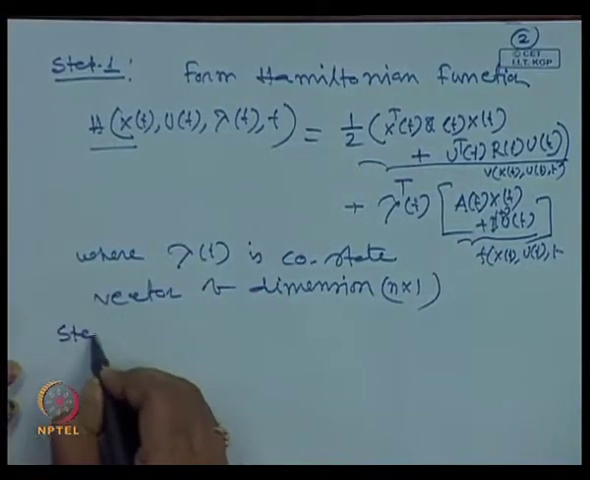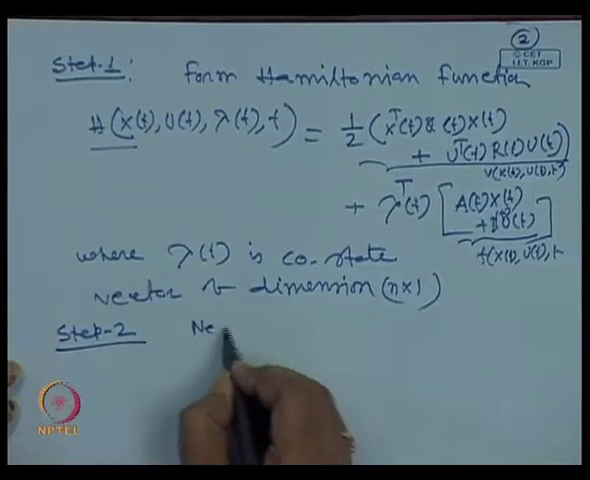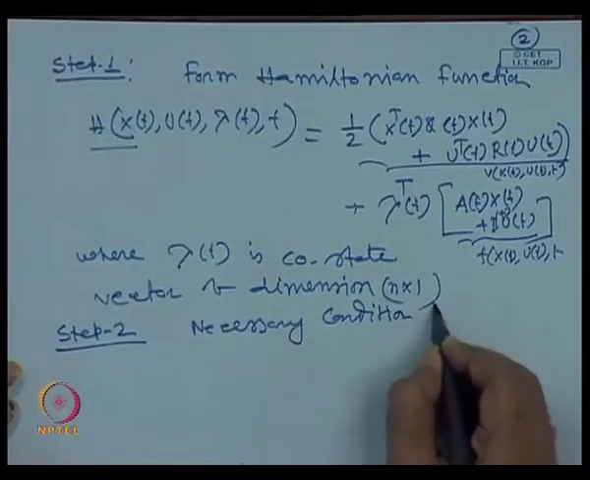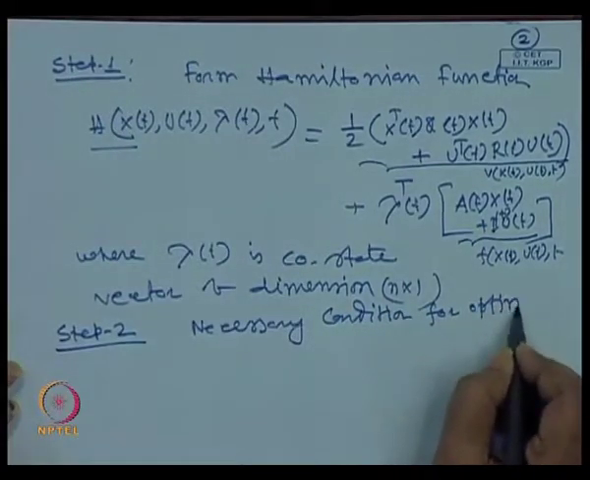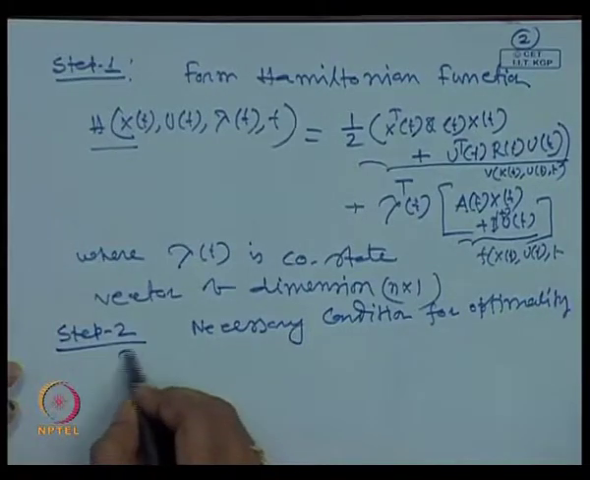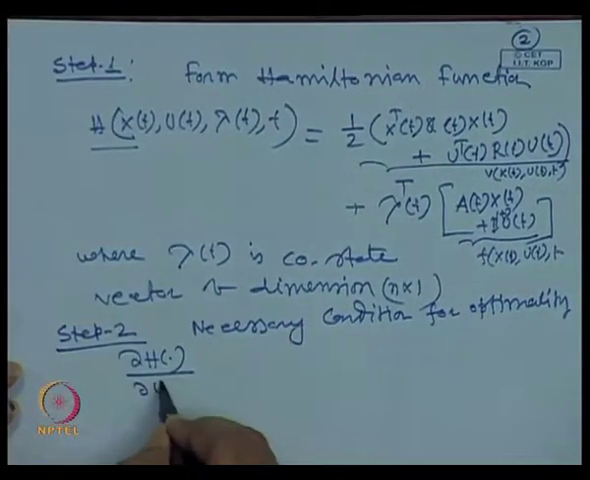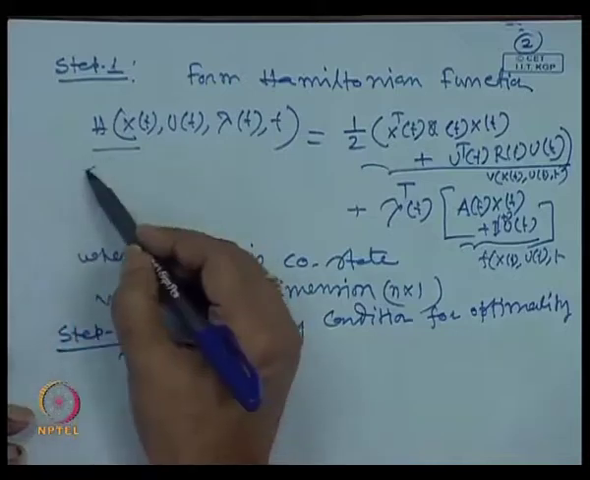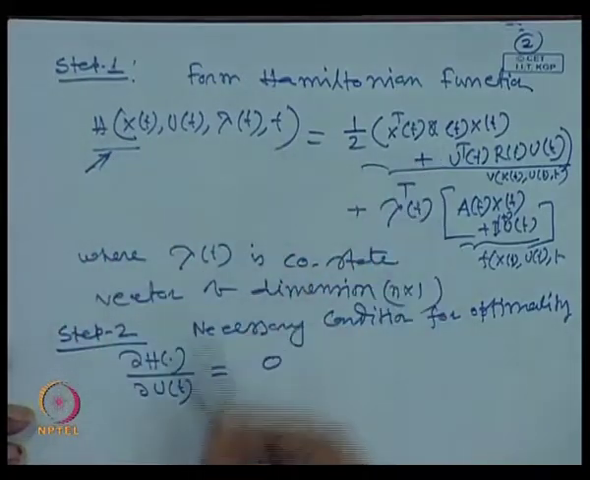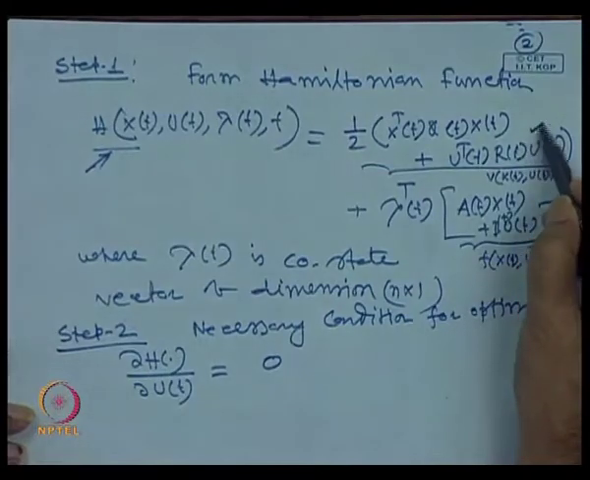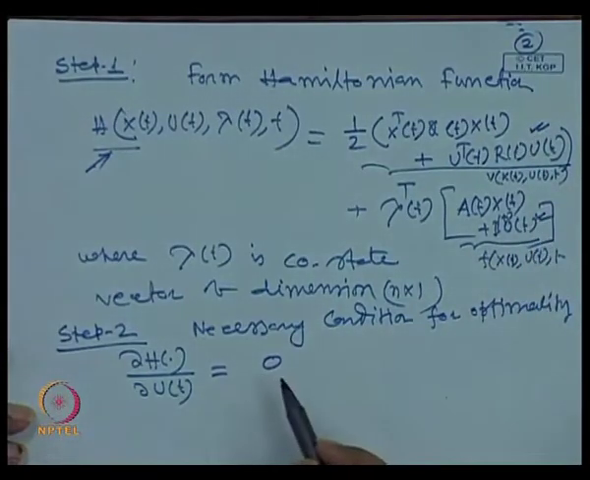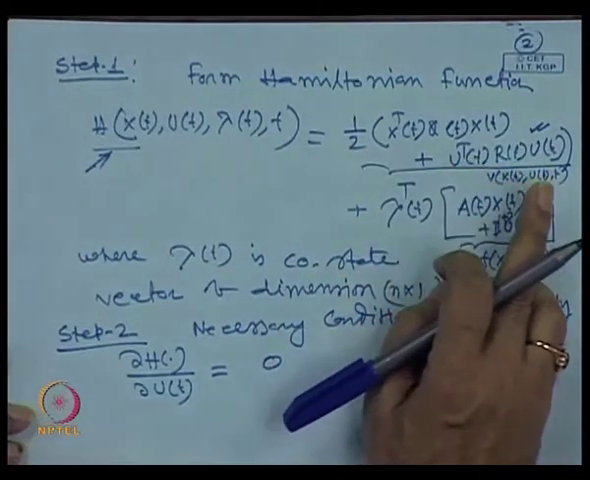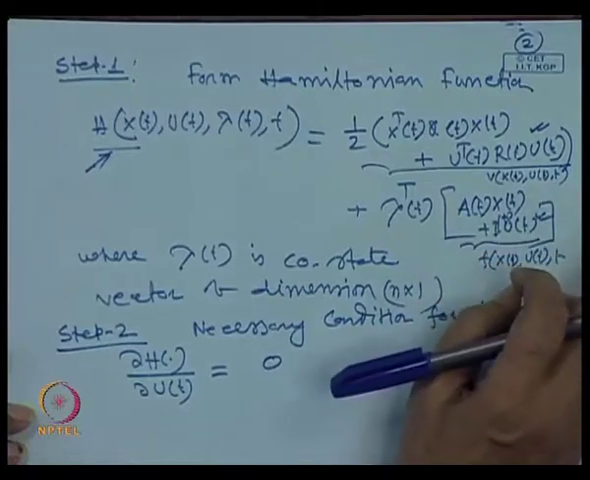Next step is step 2, necessary condition for optimality. So, what is the necessary condition? Del H del u of t is equal to 0. So, what is del H by del u? This is del H with respect to u. So, the u term is involved here and u term is involved here, and we know that if you have x transpose P x, and you differentiate with respect to x vector, then the result is twice P x.